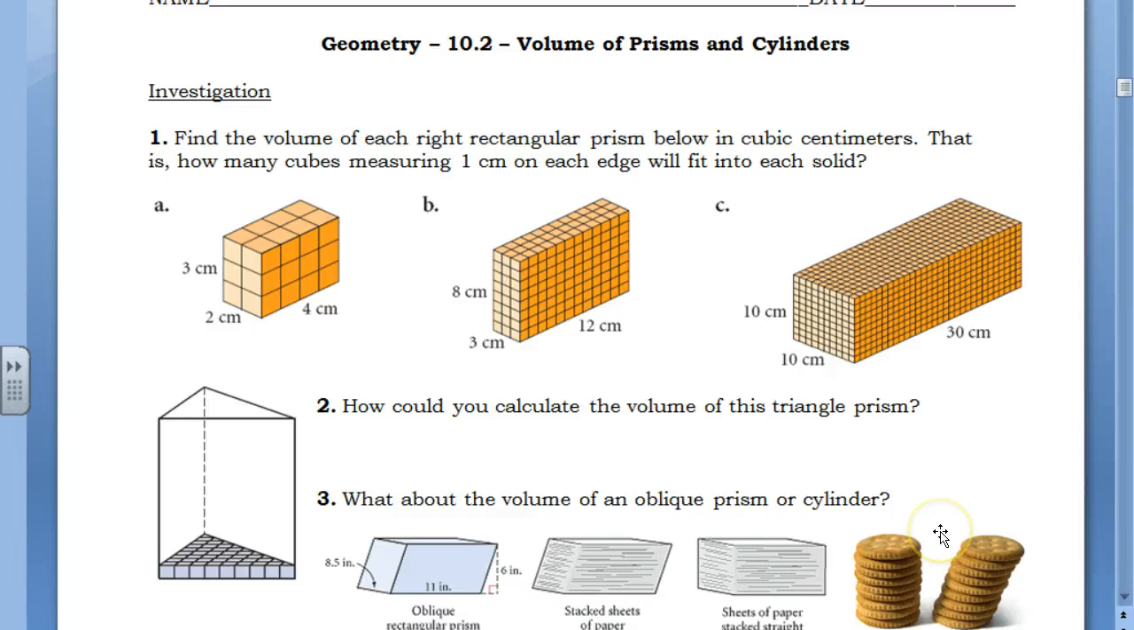This is Geometry Lesson 10.2. In this lesson we're going to look at the volume of prisms and cylinders.